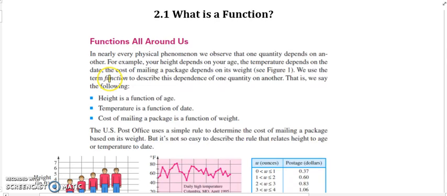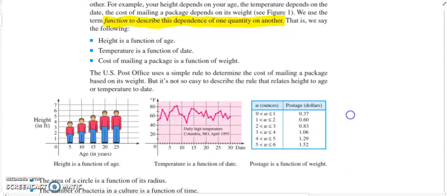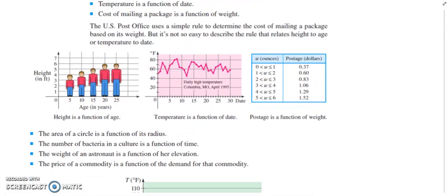But I specifically want to focus on, I'm going to highlight a few things for you. A function is used to describe the dependence of one quantity on another. So your height changes according to your age, or temperature changes according to the date. December's colder than July here. Cost of mailing a package is a function of weight. The heavier it is, the more it costs. The area of a circle is a function of its radius, right? The formula is pi r squared. And so the bigger the radius, the bigger the area.